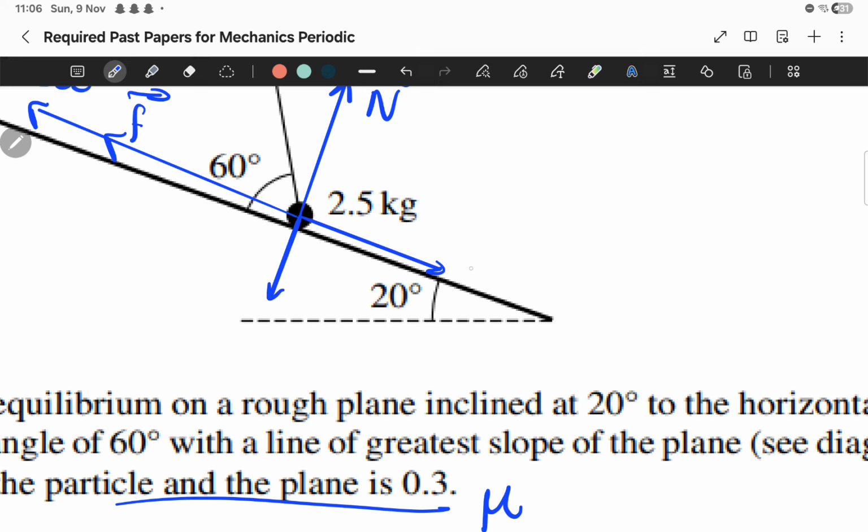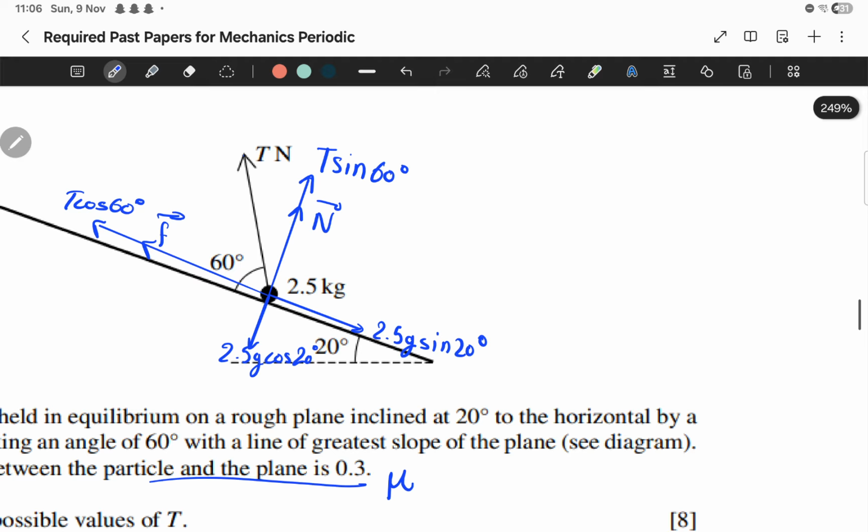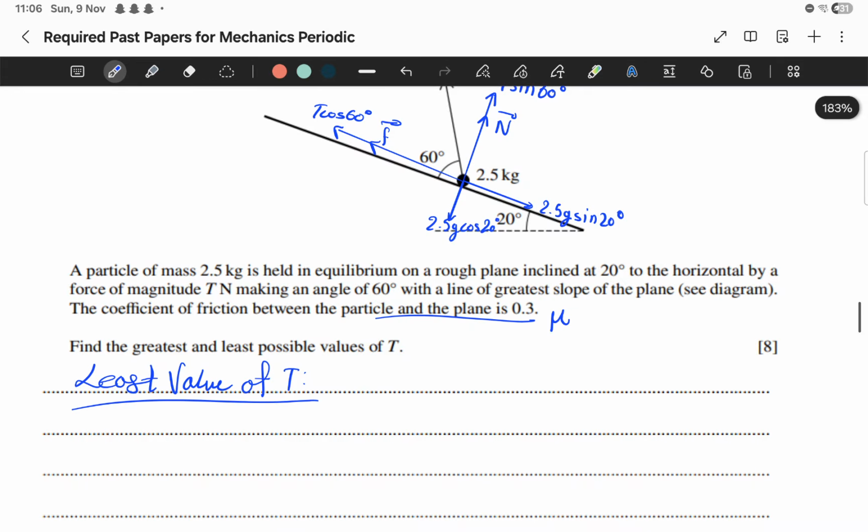So this here is 2.5 g sine 20, and this here is 2.5 g cosine 20. Okay, now are these all my forces resolved? So N, T sine 60, 2.5 g cosine 20, 2.5 g sine 20, friction. Yes, everything is resolved very nicely.